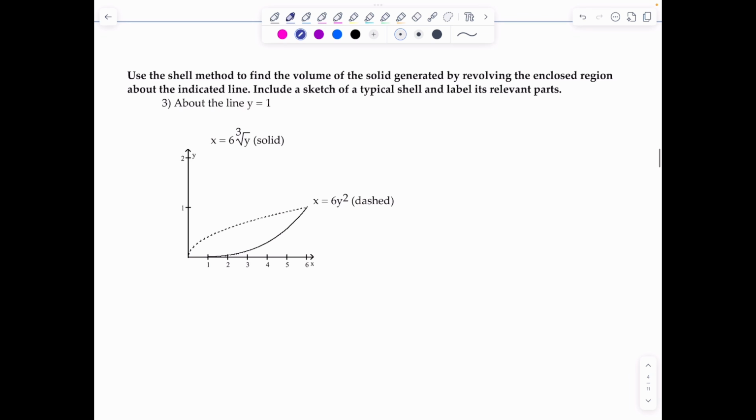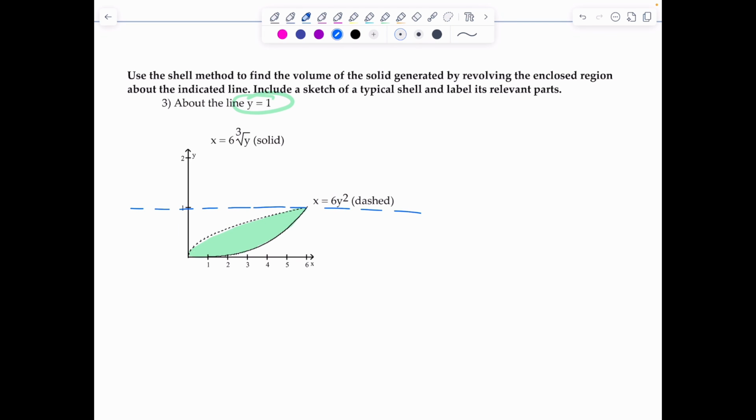Use the shell method to find the volume of the solid generated by revolving the enclosed region about the indicated line. Include a sketch of a typical shell and label its relevant parts. So we're spinning this enclosed region right here about the line. Do you see what it says? About the line y equals 1.